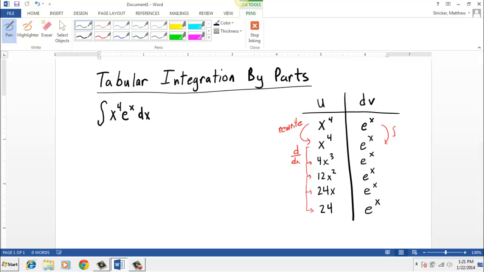So now we get to the point where we're ready to write our answer down, and what we do is we cross out the first row, and then we use the remaining rows, alternating signs, starting with positive first, and then negative, and positive, and negative, and positive. And then you just take the product straight across each row.